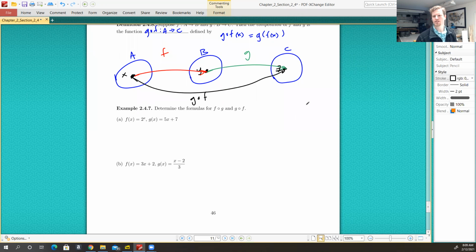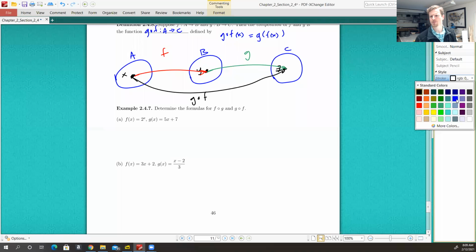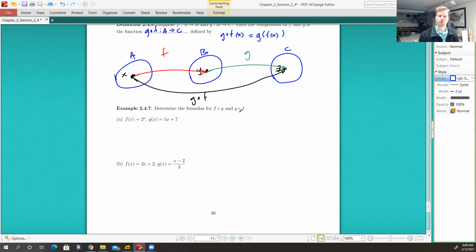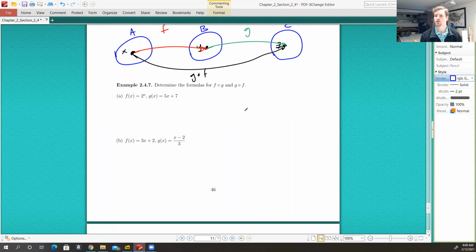All right, so for these couple examples, we just want to determine the formulas for the composition of functions. Again, I'm assuming that this is something that you're familiar with, so I'm not going to spend too much time on it. If you need further examples, there is a large number of examples available online simply by searching examples of composition of functions. Easy enough. All right, so determine the formulas for f composed with g and g composed with f.